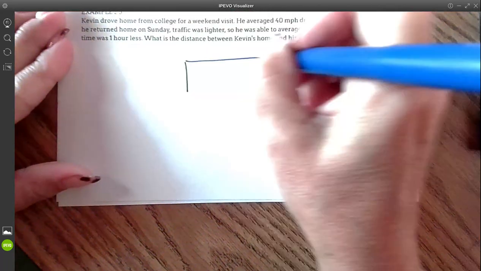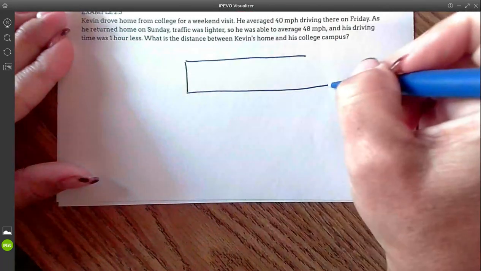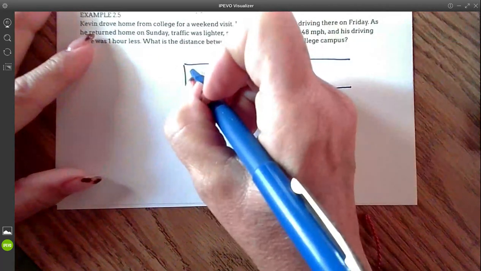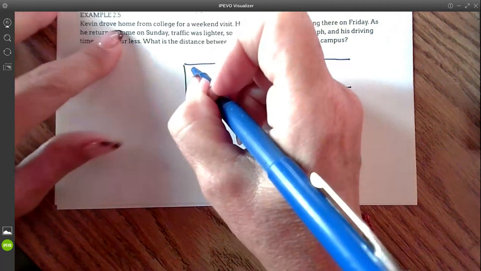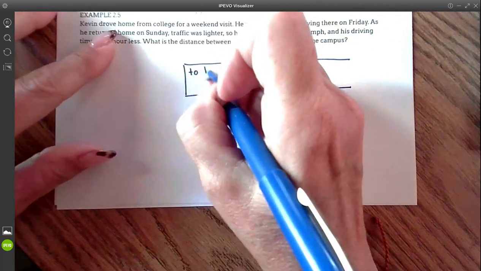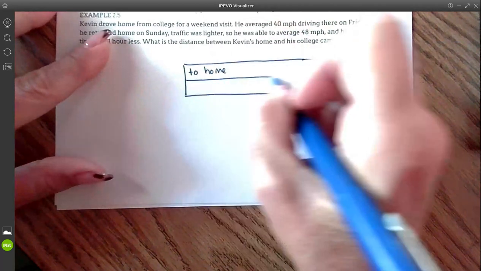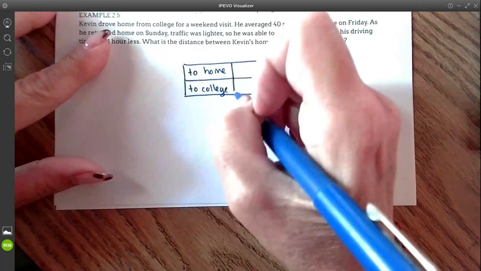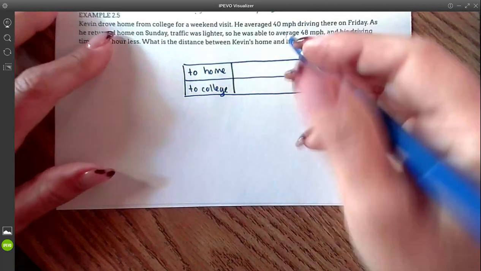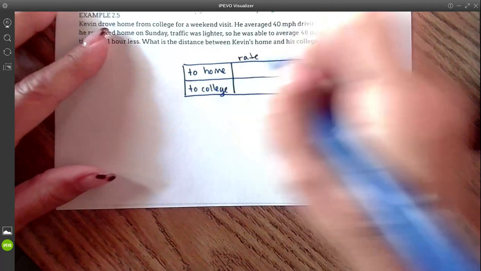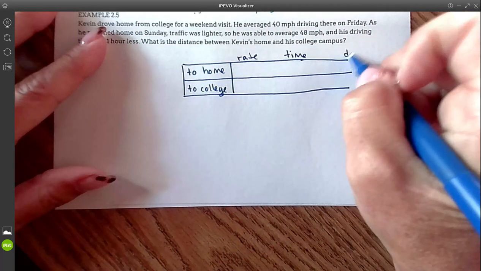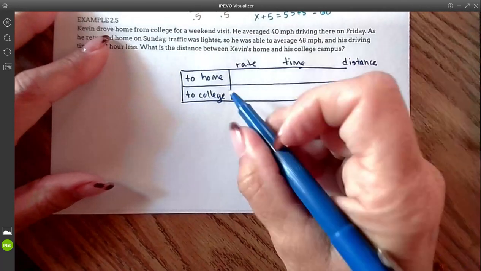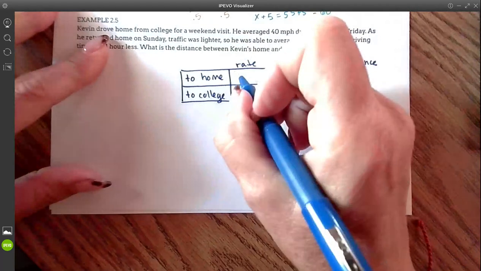So this time we are going to have our table, and one of them is going to be on his way to home from college. So on his way to home, and then on his way back to college. He has 2 trips. So we're going to have our rate, time, and distance. So on his way home, he averaged 40 miles per hour.